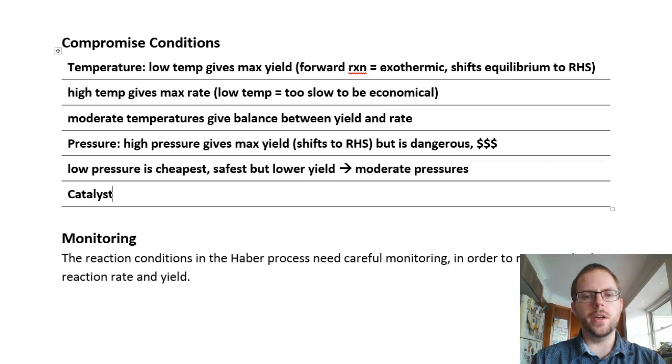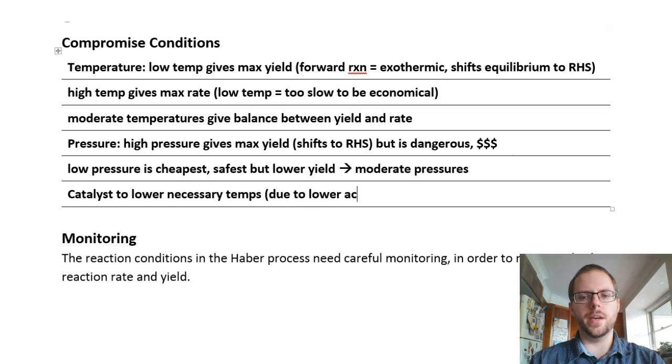Then we also use a catalyst to lower the necessary temperatures, due to lower activation energy. So we can get a better outcome from the temperatures that we do use because we're using the catalyst. We're using magnetite, which I believe is Fe3O4. It uses the iron surface as a way to help break those covalent bonds, meaning that less energy is needed in that bond breaking process. So we get a better outcome.